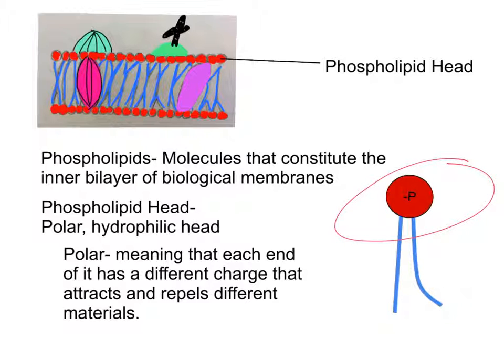In my diagram, it's all these red dots. They act as the heads. The phospholipid head is polar and hydrophilic. Polar means that each end of it has a different charge that attracts and repels different materials.